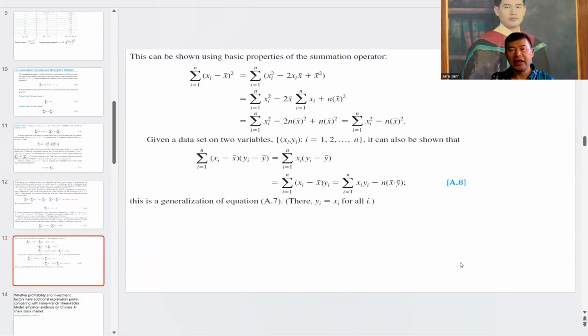What about equation A8? Equation A8 is derived from the previous slide, where we talked about the summation of (x_i minus x bar) multiplied by (y_i minus y bar) equals x_i multiplied by (y_i minus y bar). Because of what we derived a moment ago, we got the equation: summation i = 1 to n of x_i y_i minus n x bar y bar.